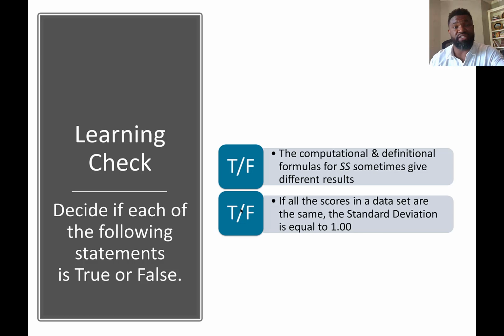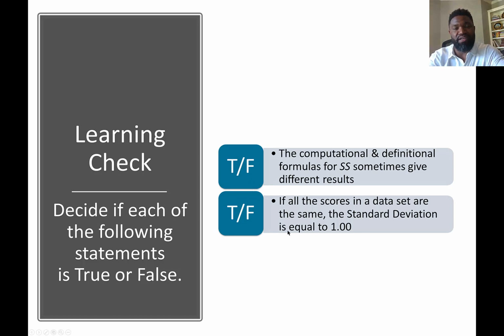So let's do a learning check. These are both true and false questions, so let's see if they're true or false. The first one says that the computational and definitional formulas for sum of squares sometimes give different results. Well, that should be blatantly false, right? Because we said that they always give you the same thing just because they're equivalent formulas, so that's got to be false, I would think.